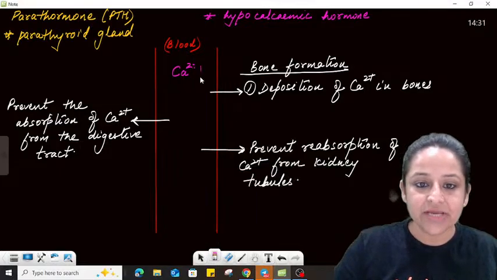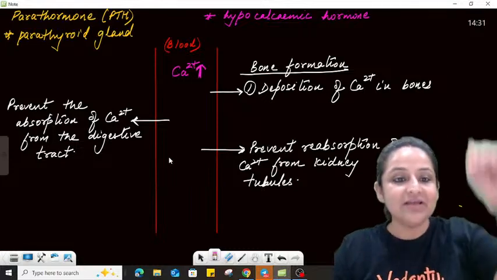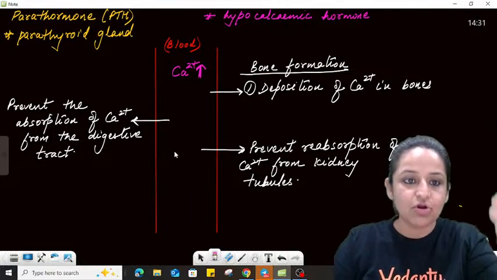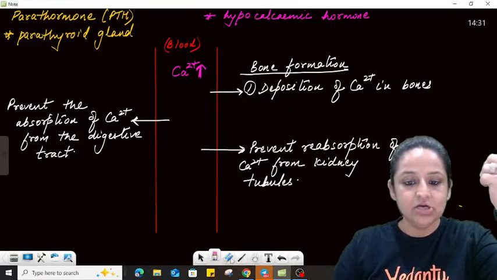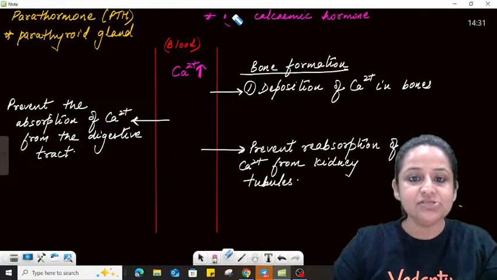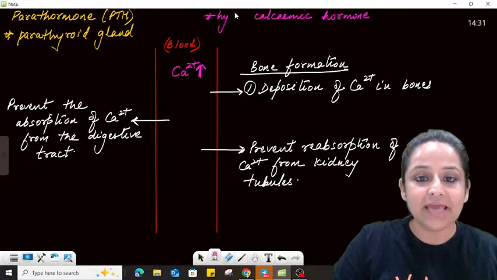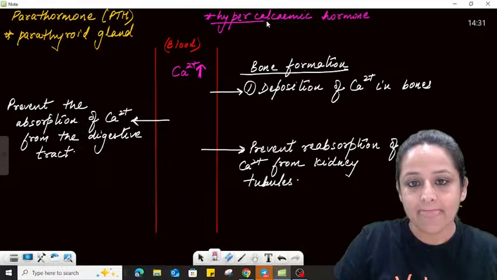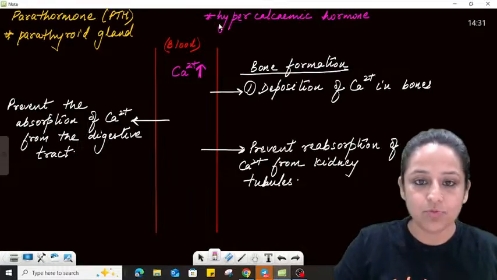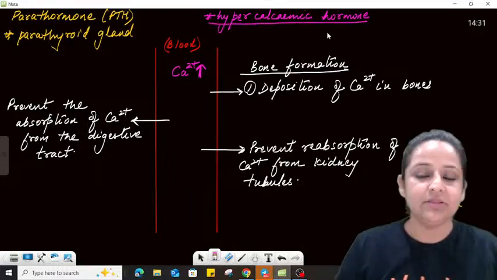What is it doing? It is increasing the amount of calcium in the blood. Whenever our body has a low amount of calcium, parathyroid hormone is going to increase that. So we can say that this hormone is a hypercalcemic hormone. It is increasing the calcium amount in the blood.